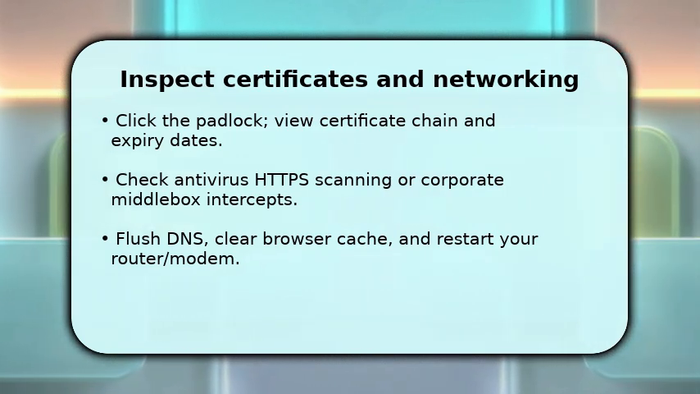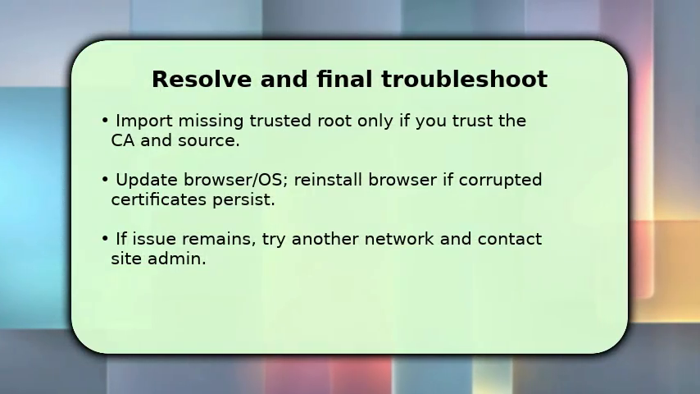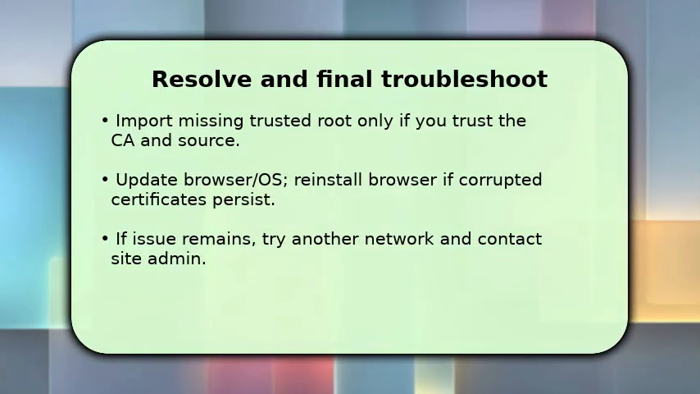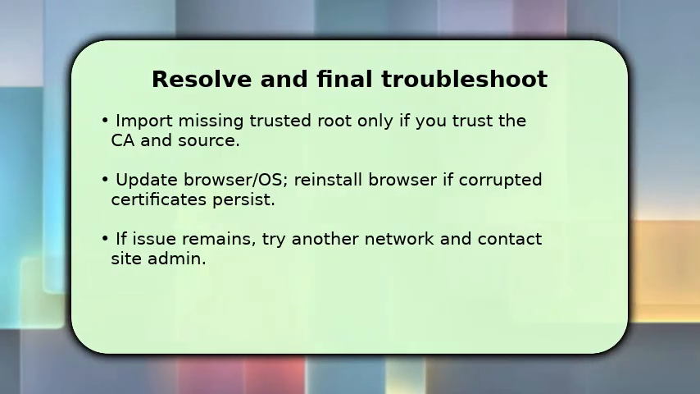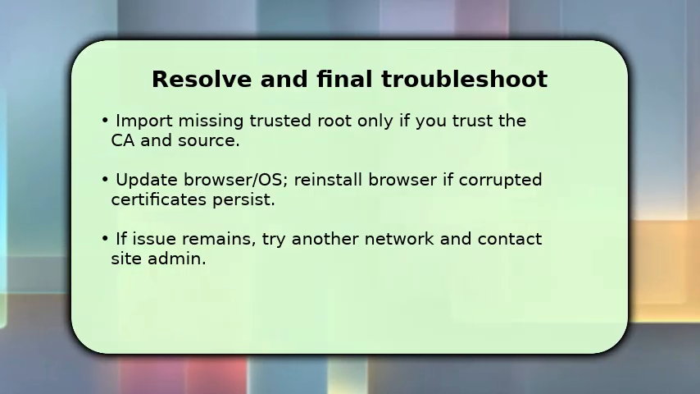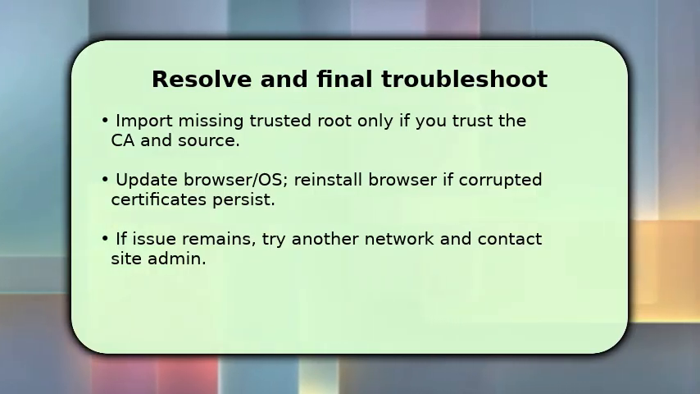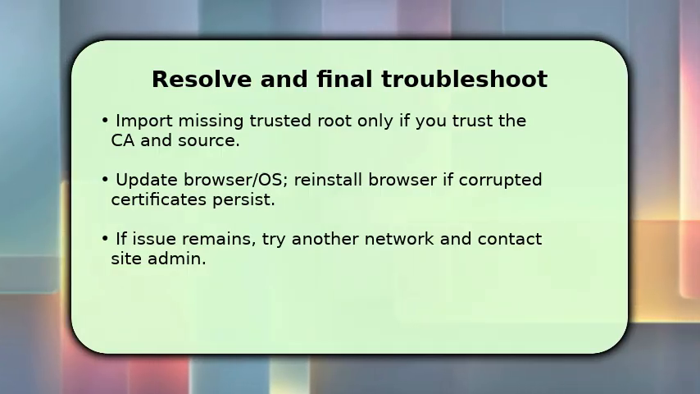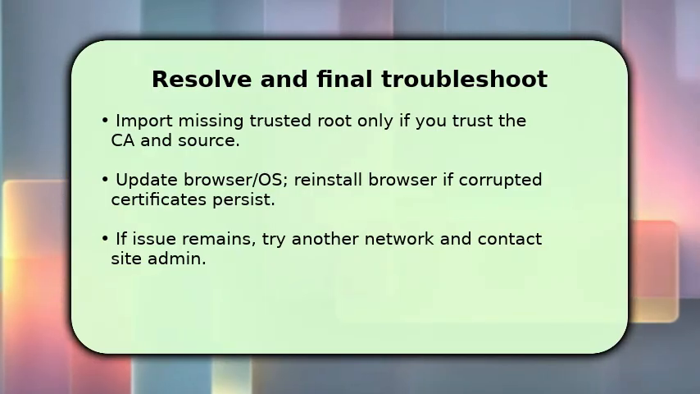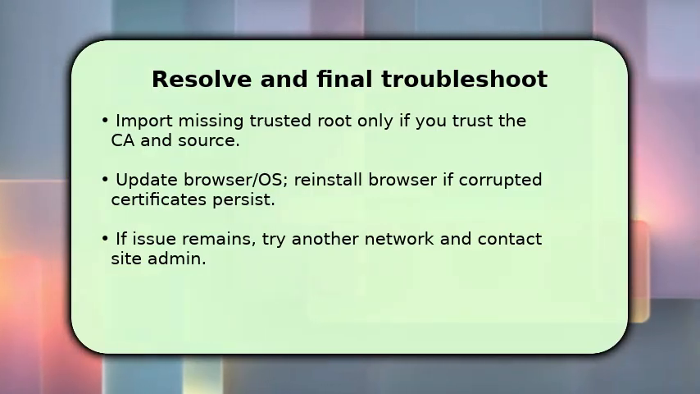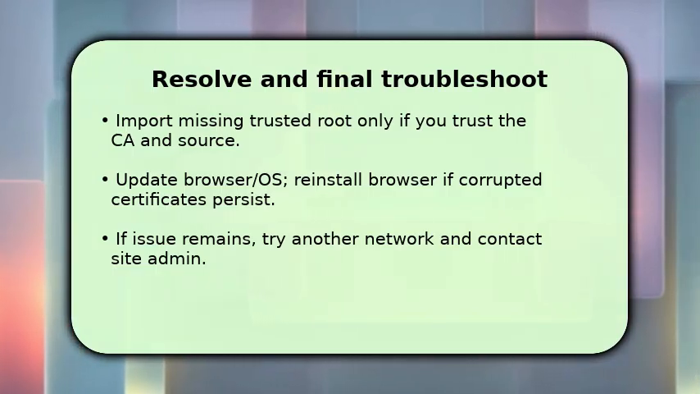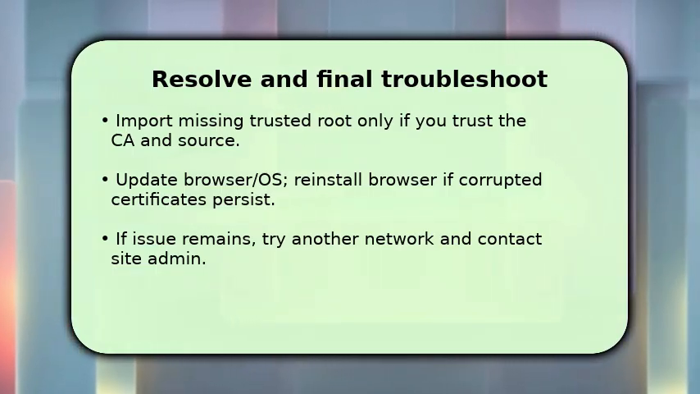To finish, address the certificate chain or trust store based on what you found. If a legitimate intermediate or root CA is missing and you trust it, import the correct CA into your OS/browser trust store following vendor steps. Otherwise, avoid forcing trust. Update the browser and operating system so built-in CA lists refresh, and reinstall the browser if certificates look corrupted. If problems persist, test on a different network, and then contact the site administrator with the certificate details you gathered as the key.